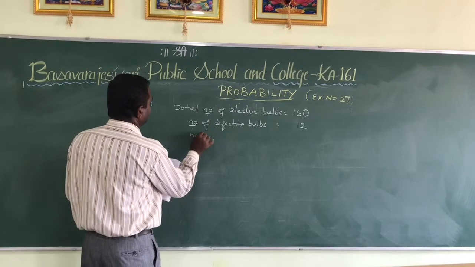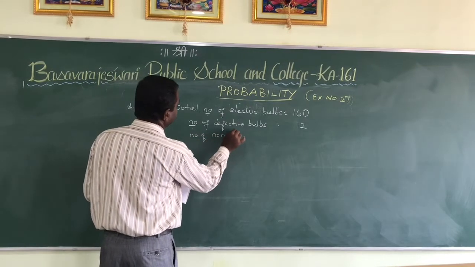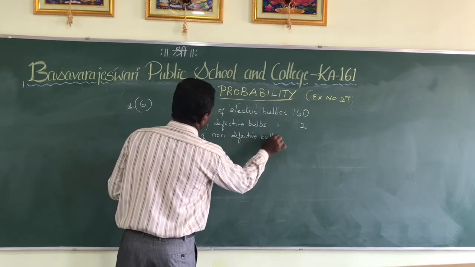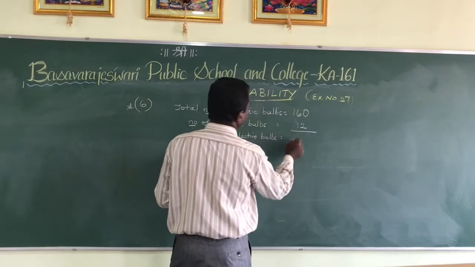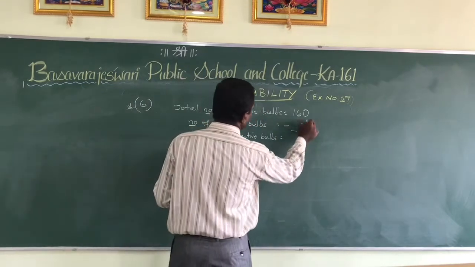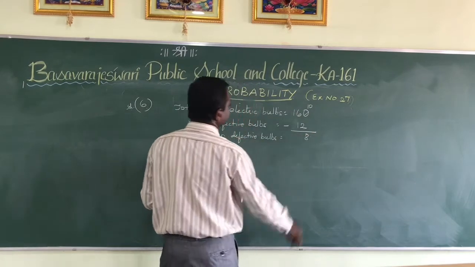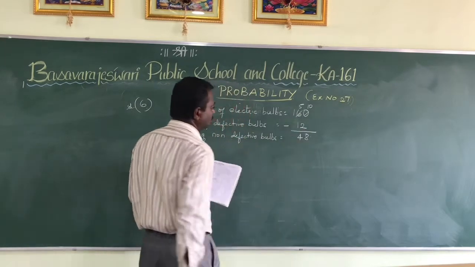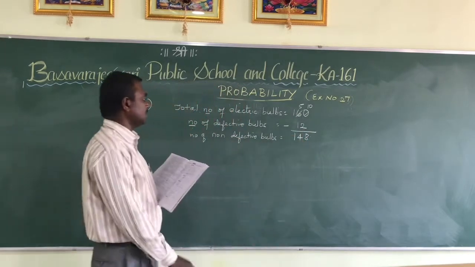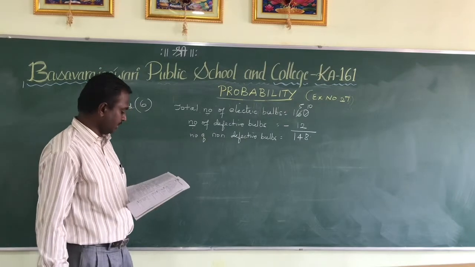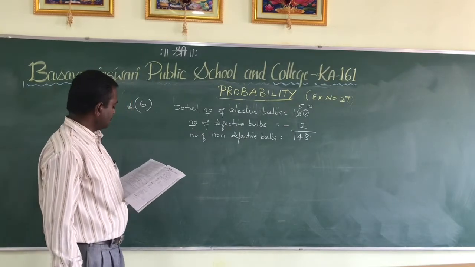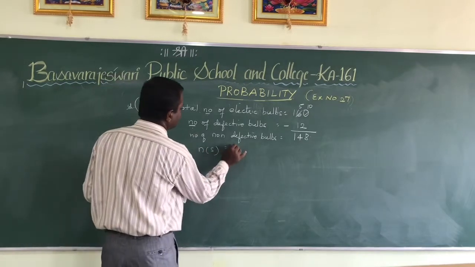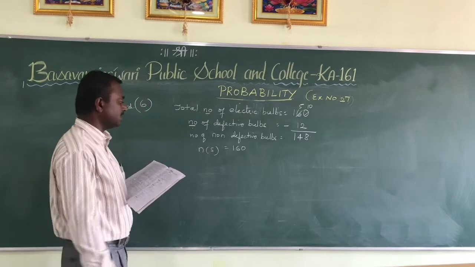Therefore, number of non-defective bulbs is equal to, so subtract. You have to subtract. So 10 minus 2 is 8. Here 5, 5 minus 1 is 4. 1. So totally number of non-defective bulbs are 140. Now n of S is what here? Total number of electrical bulbs, 160. So this is n of S.